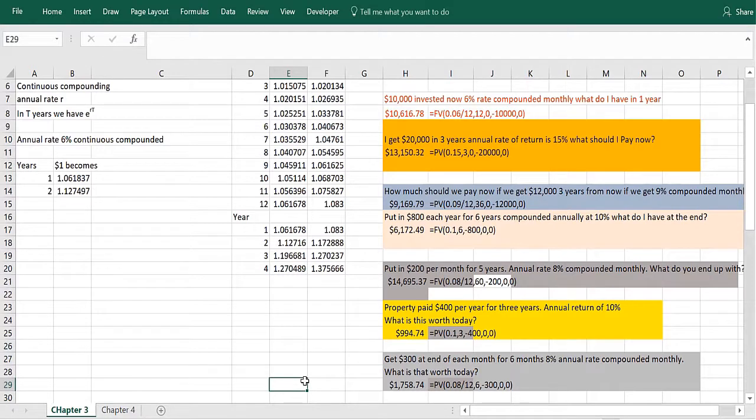Suppose a property pays you $400 a year for 3 years, an annual return of 10%. What is that going to be worth today? Well, that's a straight annuity at 10%, 3 years, and you put in minus 400 because you're putting that in the bank. So that would be worth in today's dollars $994.74.